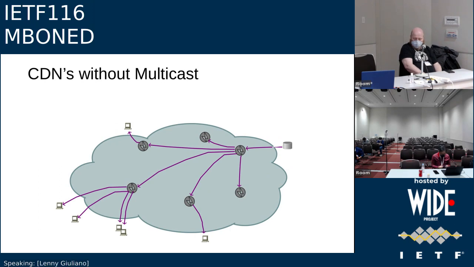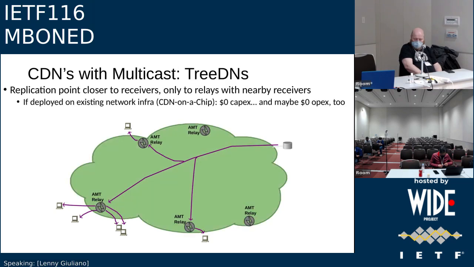So if you look at traditional CDNs without multicast, there's different CDN models, but one of the most common is you have a bunch of CDN boxes that get deployed in a network, and you send content to each of them, and they handle local replication. By contrast, if you compare that with CDNs with multicast, which is TreeDN, we renamed that CDN box. It's now an AMT relay, and it can be much closer to receivers, and traffic only gets sent to relays that have interested receivers locally.